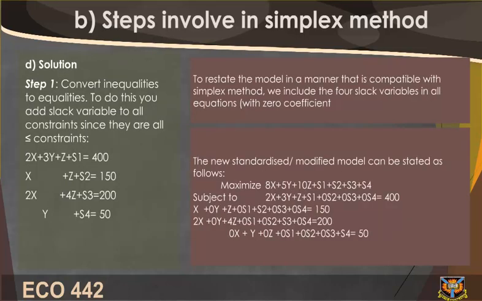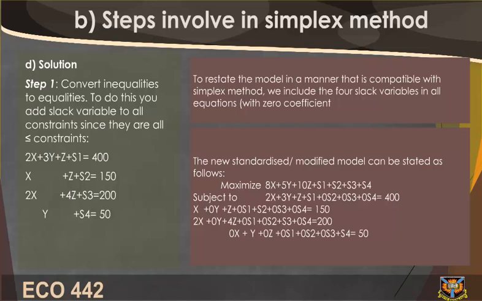D. Solution. Step 1. Convert inequalities to equalities. To do this, you add a slack variable to all constraints since they are all less than or equal to constraints. 2x plus 3y plus z plus s1 equals 400. x plus z plus s2 equals 150. 2x plus 4z plus s3 equals 200. y plus s4 equals 50.